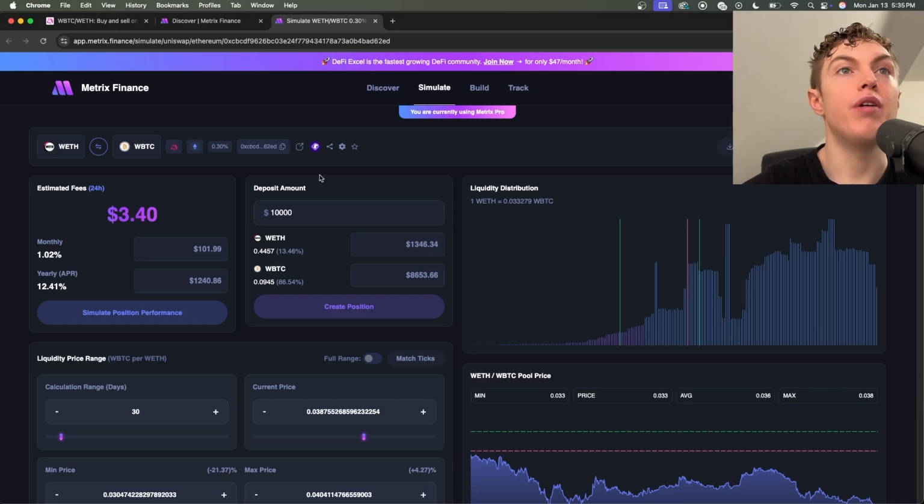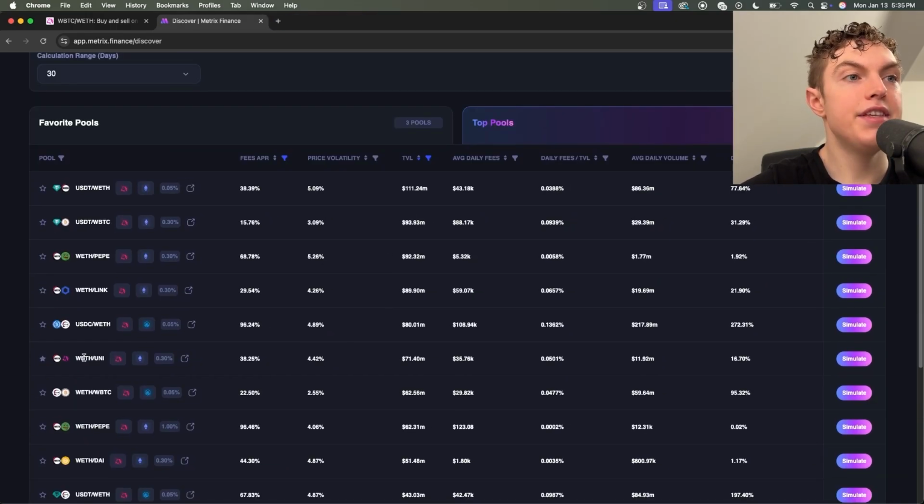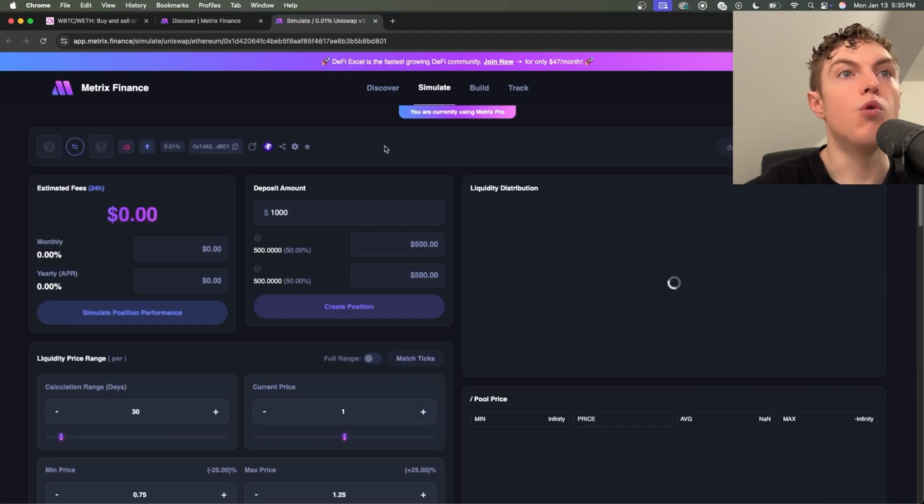This is not a super high APR position, so I'm going to go ahead and close it out and look for some other ones. I see this pool right here, Wrapped ETH to Uni on Uniswap and Ethereum with a 0.3% fee tier. Let's go ahead and open that up in a new tab, simulate it, and see more about the position.